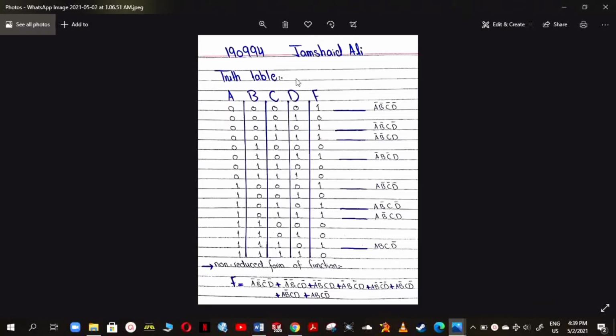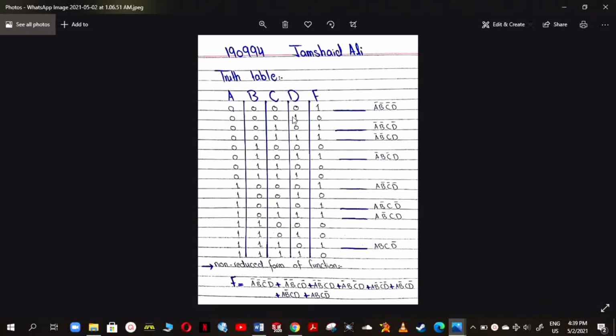You can see here, if this output is 1, then I wrote the Boolean expression for these inputs. If A is equal to 0, we write A complement; 0 means complement of the variable, and 1 means the simple variable. So if it is 0, it should be A complement. If it is 1, it should be simple A.